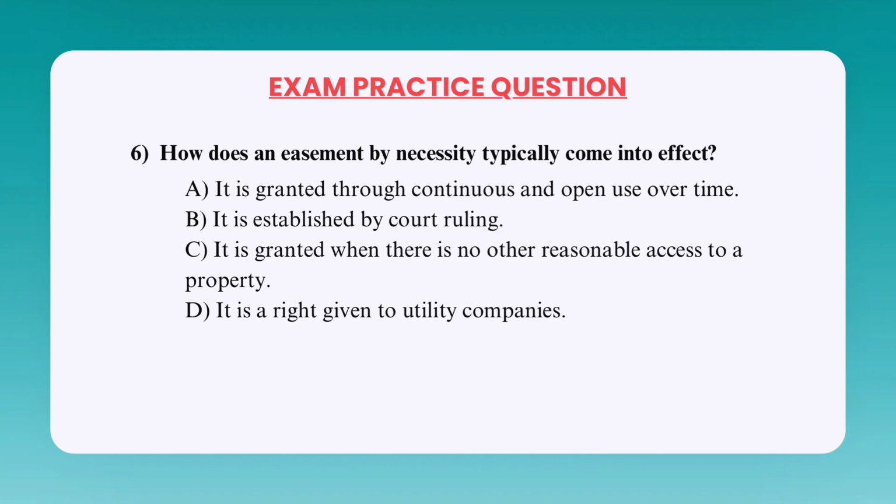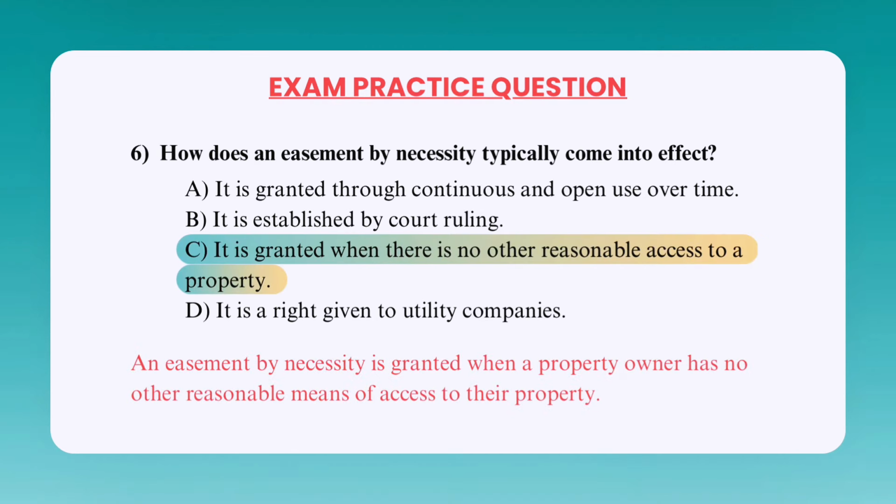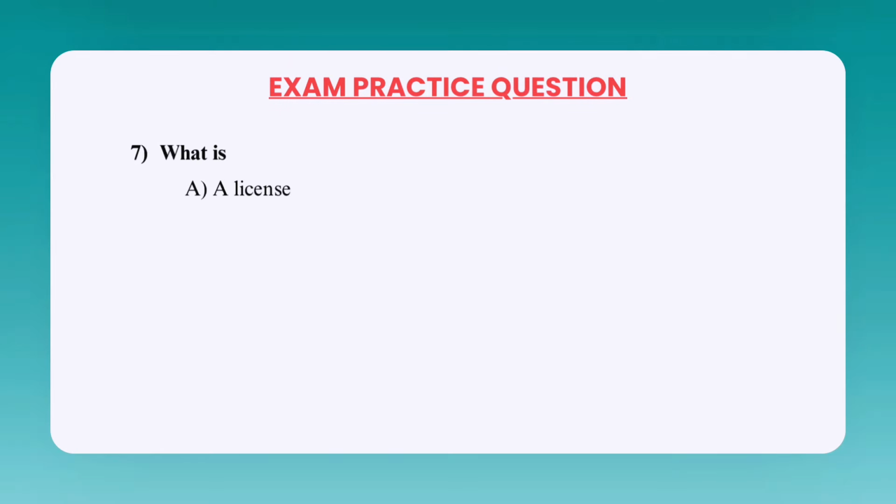The answer is C. An easement by necessity is granted when a property owner has no other reasonable means of access to their property.